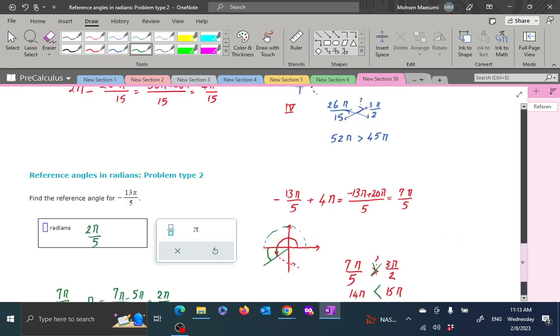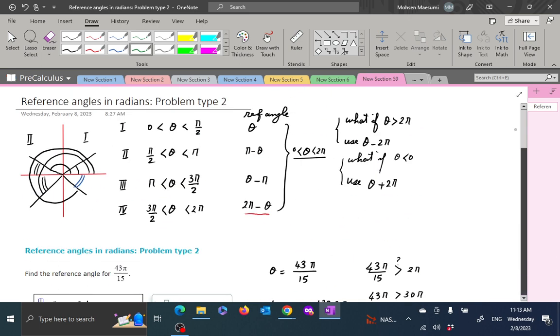Okay, so what happened? Quick review of last time. If an angle is given and it's between 0 and 2 pi, well, it's in one of these four quadrants. How do you write it formally? Between 0 and pi over 2, or pi over 2 and pi, or pi and 3 pi over 2, and 3 pi over 2 and 2 pi. That's how you decide which quadrant you're in.